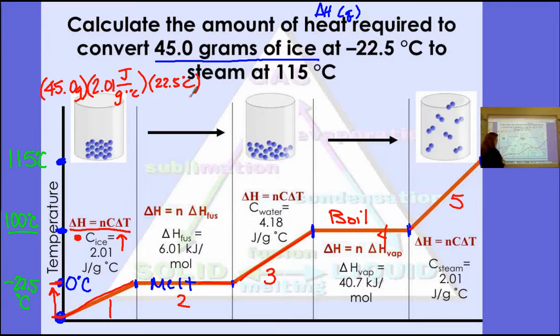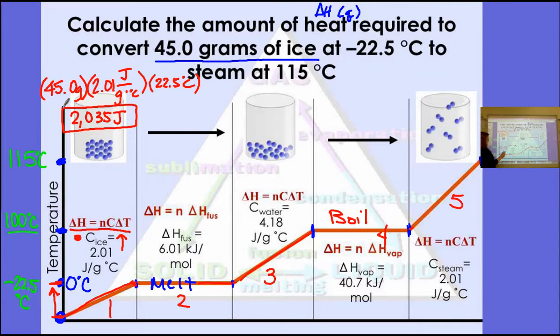So just for this very first part, you're going to get 2,035 joules just to take that ice cube up to where it's going to start to melt. Okay? Keep this number handy.